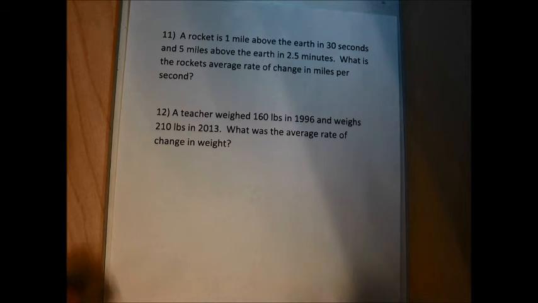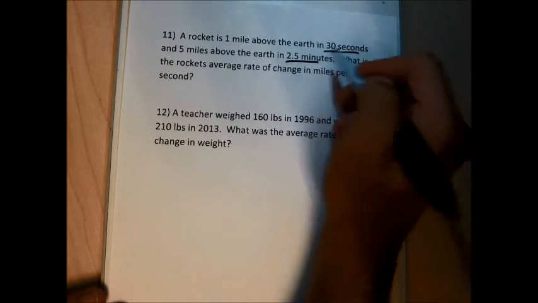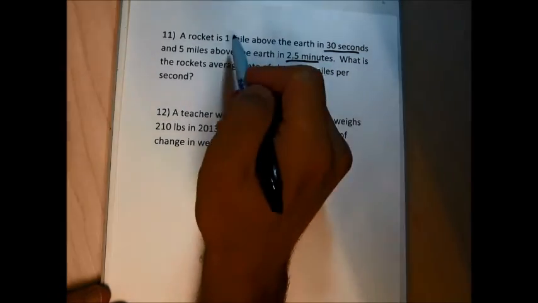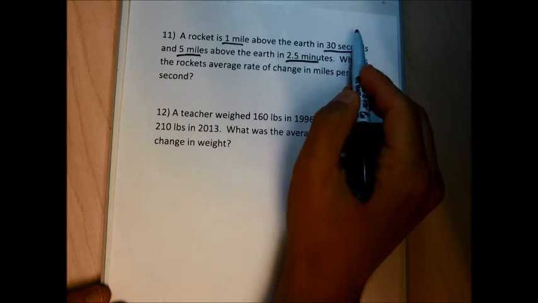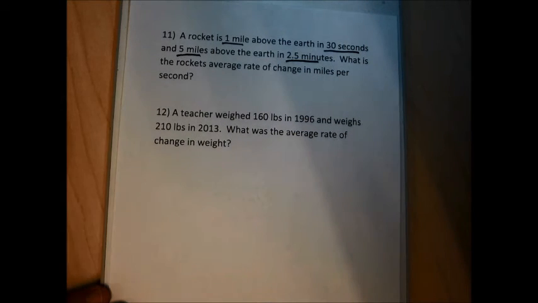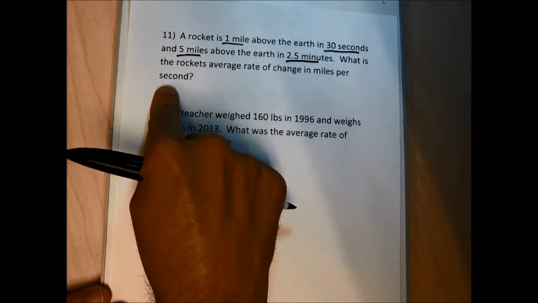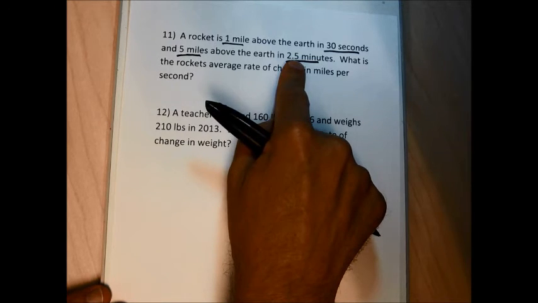When you go to do number 11, you're going to make the x coordinates the time, and the y coordinates the distances, or the positions. The times here are conflicting, one's in seconds, the other's in minutes. You could either make 2.5 minutes into seconds. Oh, you have to, because it says what is the rate of change in miles per second. So when you do problem 11, you need to change 2.5 minutes into seconds.